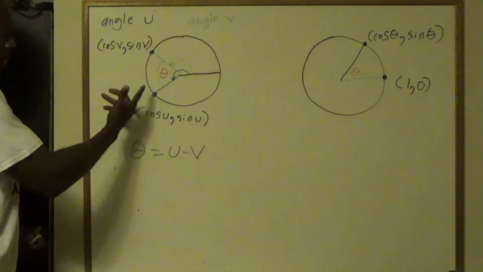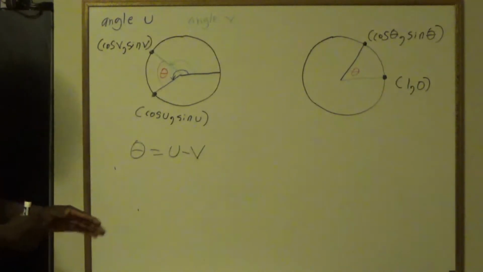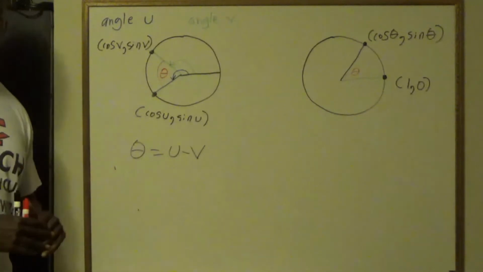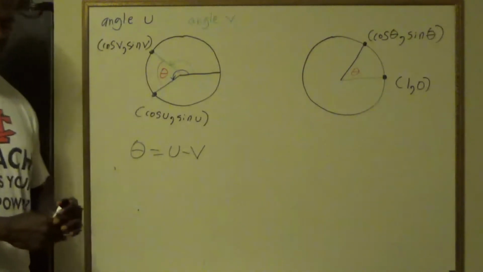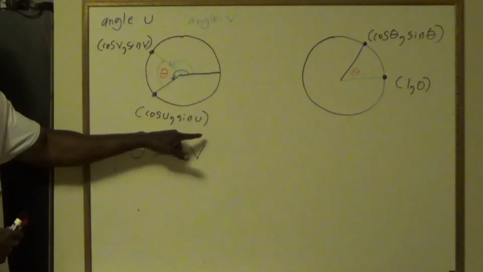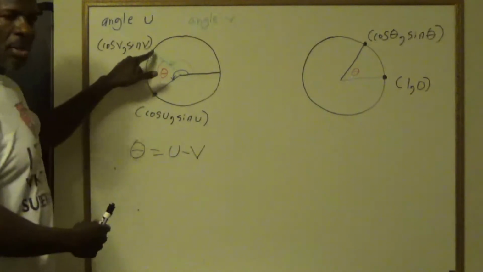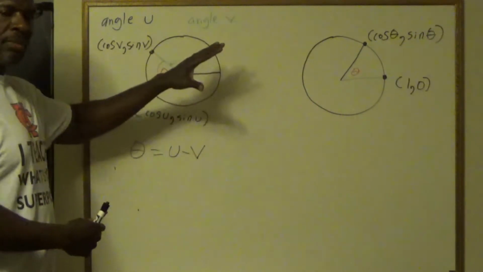Here I have the coordinates of these two angles. So we know the x coordinate of an angle is cosine of that angle on the unit circle, and the y coordinate is sine of that angle. So you see where I have angle U, the coordinates are cosine U, comma sine U. Where I have angle V, the coordinates are cosine V, comma sine V.